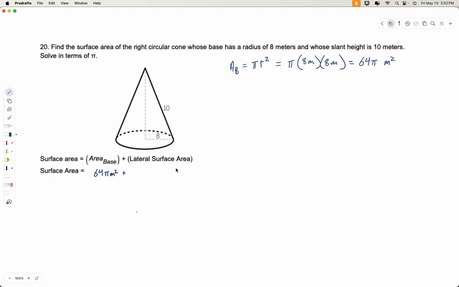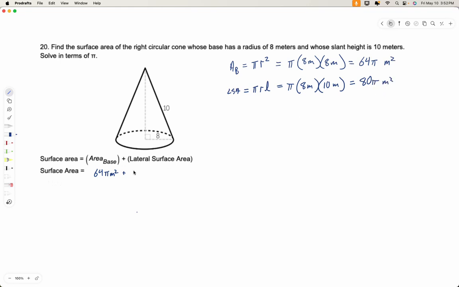Plus, now we've got to find the lateral surface area. Lateral surface area, the LSA of the cone, is equal to pi r L. And the L is the slant height. That is the slope part here, or the hypotenuse of the axis and the radius. So that's given to us, and it's 10. So that's going to be pi times the radius of 8 meters times the slant height of 10 meters. And that is equal to 8 times 10, which is 80 pi meters squared.